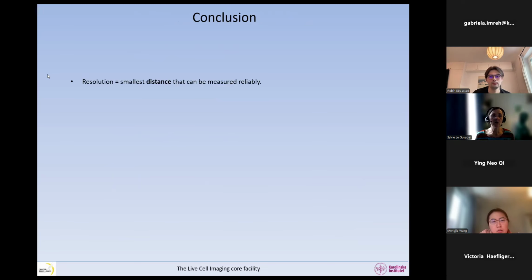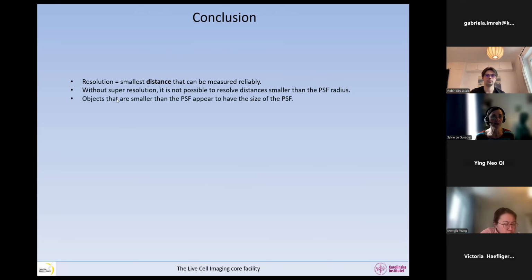That's right. Here is the conclusion for this little part. The resolution is the smallest distance that can be reliably measured. And again, this depends on how we analyze the image. So please analyze your images before acquiring tons of data. And without super resolution, it is not possible to resolve distances that are smaller than the PSF's radius, so half of the diameter. And we'll talk about super resolution later.